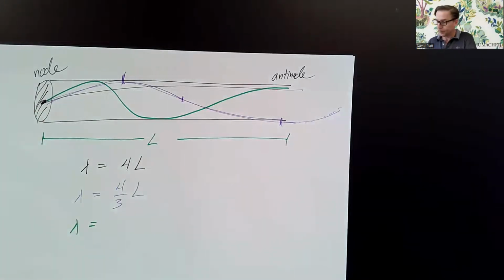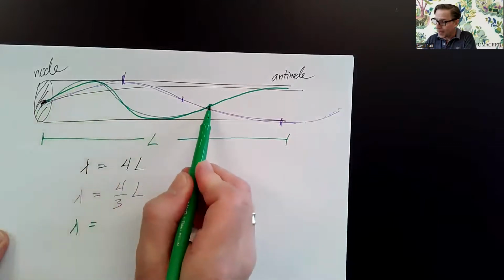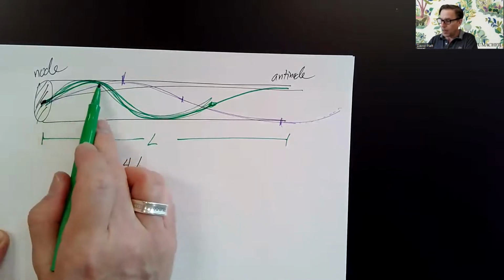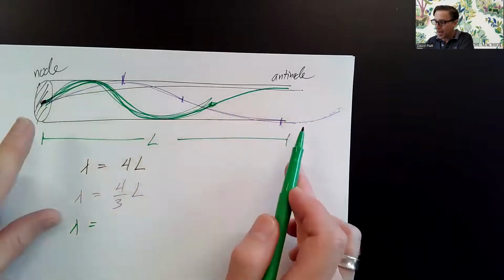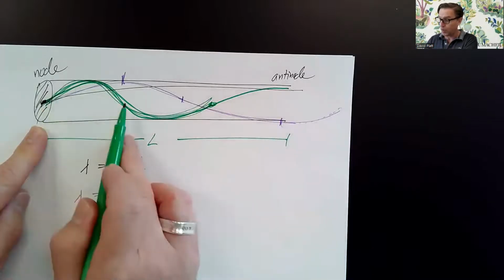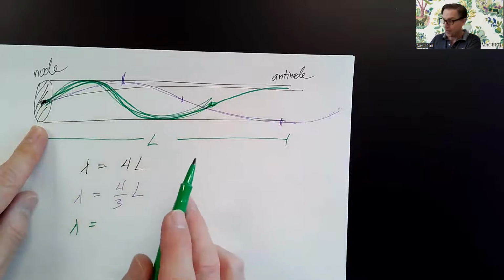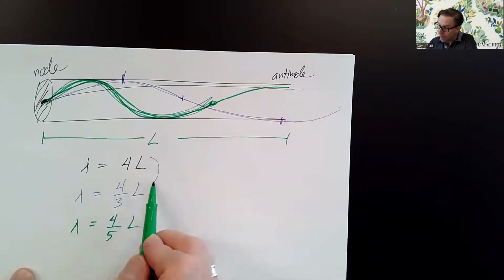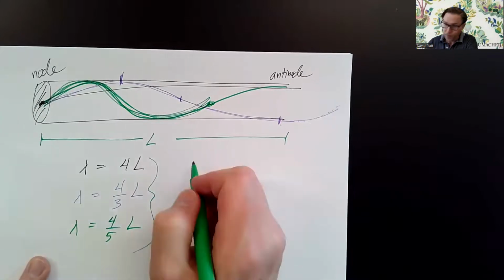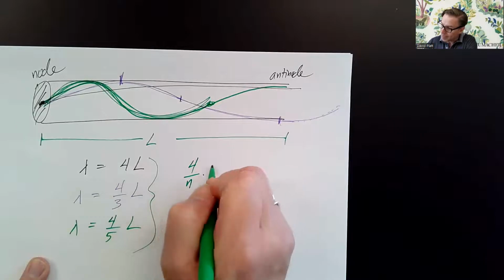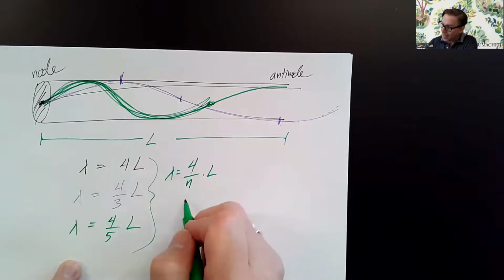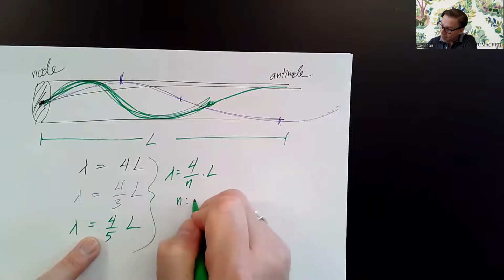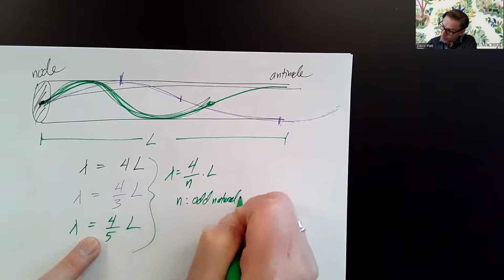For the green wave, I get a whole wave by right here. Do you see it? That part right there that I'm making nice and dark is the full wave. So one part, another part, another part, another part, another part. The pipe has been divided into fifths. One, two, three, four, and another fifth. So the pipe's been divided into fifths, but it only takes four of those fifths to make a full wavelength. So if you see the pattern, 4/1, 4/3, 4/5. So we've got 4/N times L. The wavelength is 4/N times L, where here N is not all the natural numbers. N is the odd natural numbers.